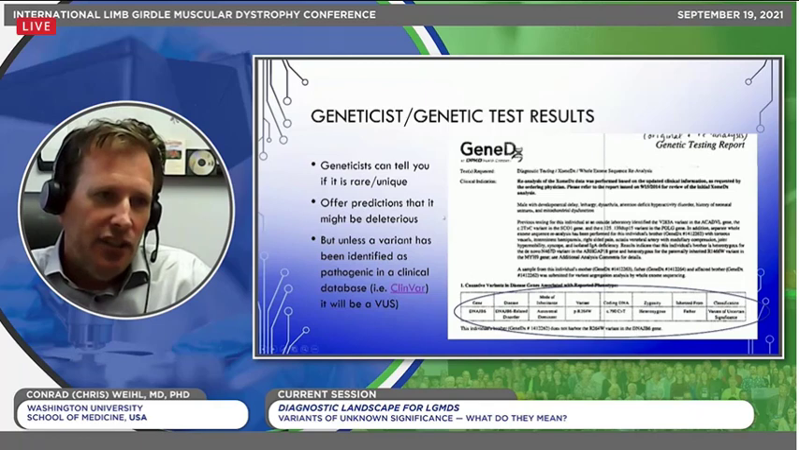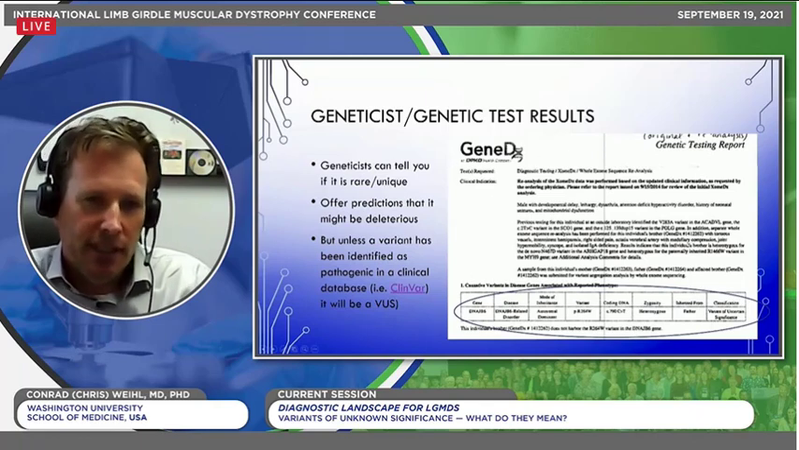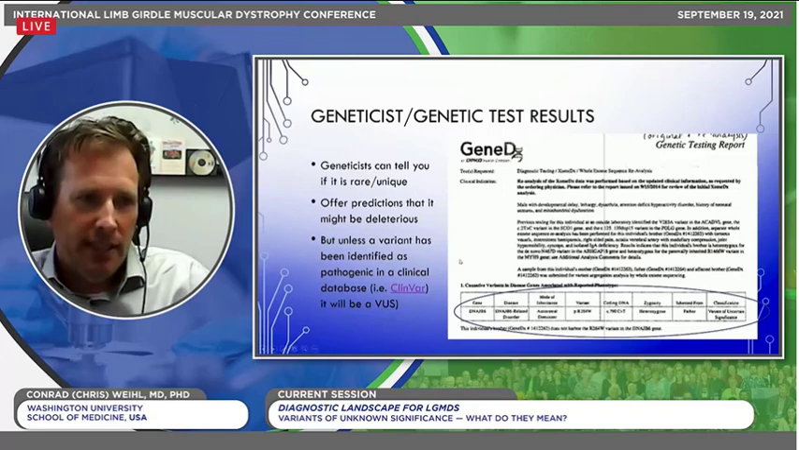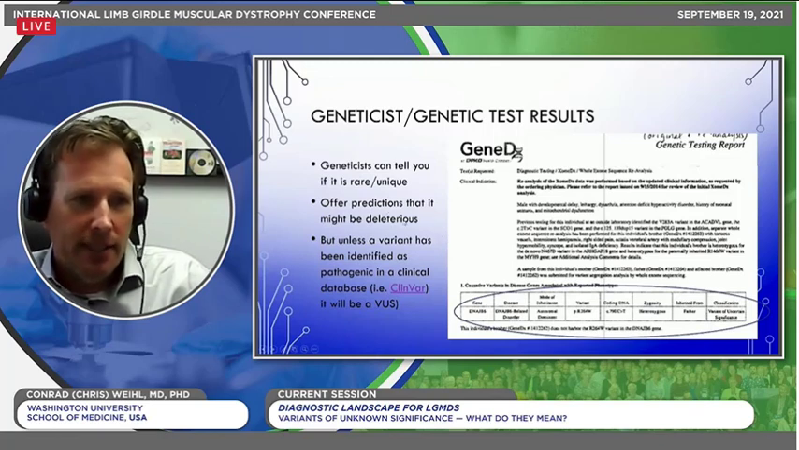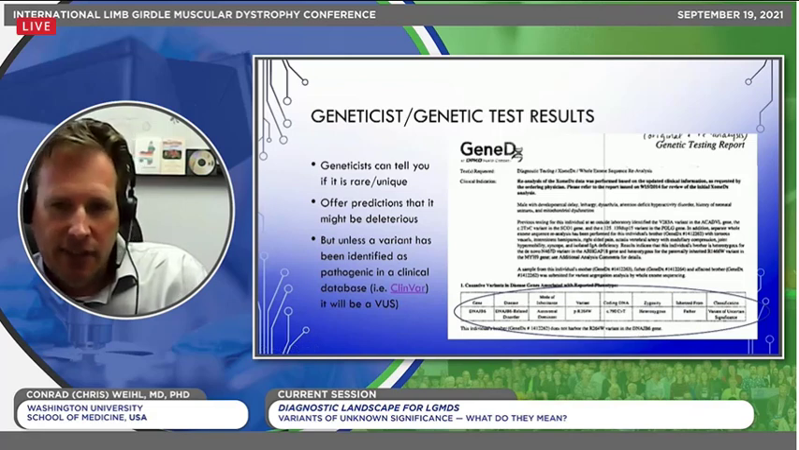This patient was never seen by a physician. He was seen only by a geneticist. The geneticist can tell you if that variant is rare and unique. They can offer some possibilities about whether it's deleterious. But unless that variant has been identified as pathogenic and is put into a clinical database, it will be a variant of unknown significance. And so this patient needs to be seen in clinic to try to understand if this variant is pathogenic.